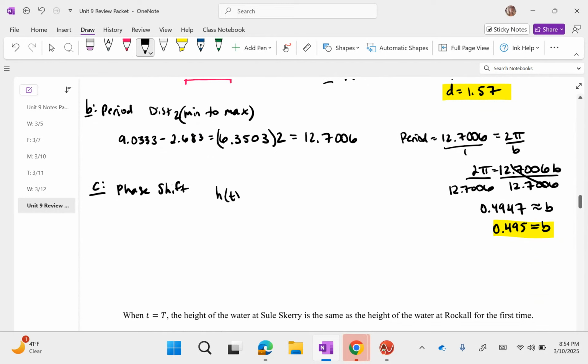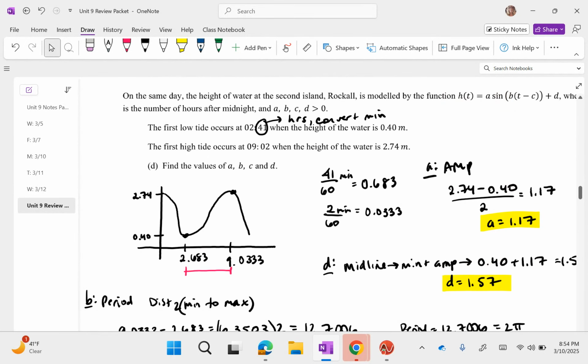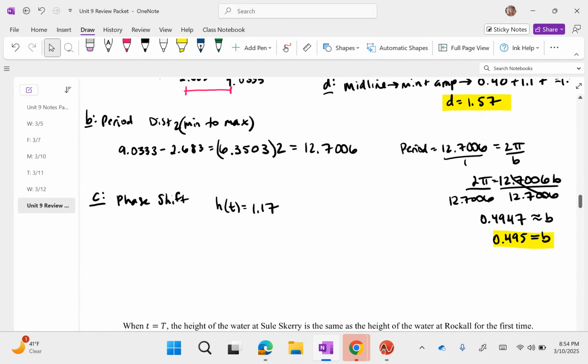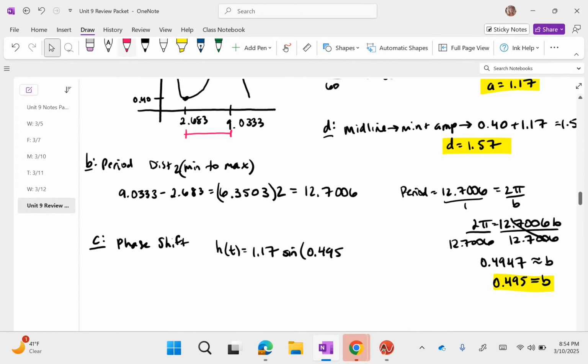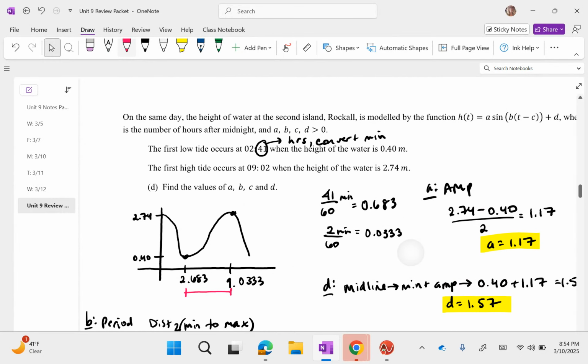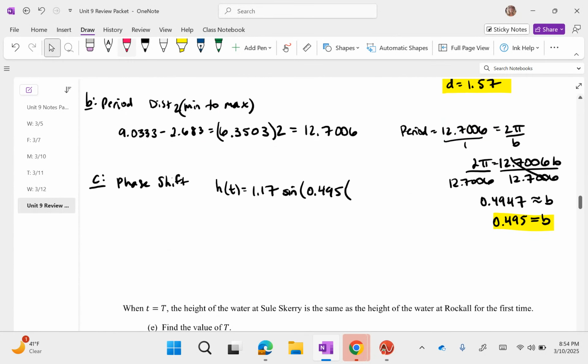So I have h of t is equal to 1.17. This guy is lowercase h, right? Rockall? Yeah. All right. So I've got 1.17 sine of 0.495, that was the period, right? Yep. And then I have t minus c. I don't know what c is, so that's the variable that I'm solving for. Plus the shift up, which is 1.57.